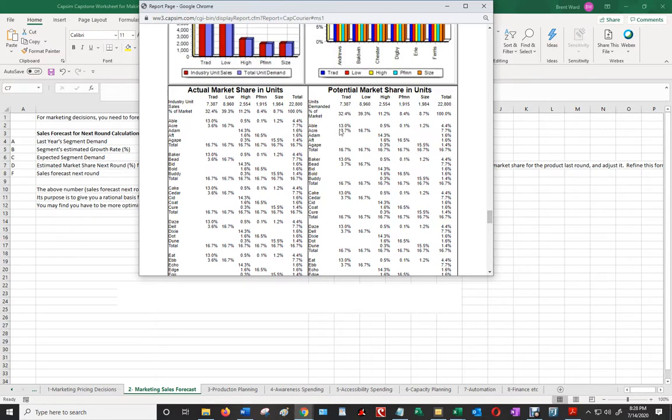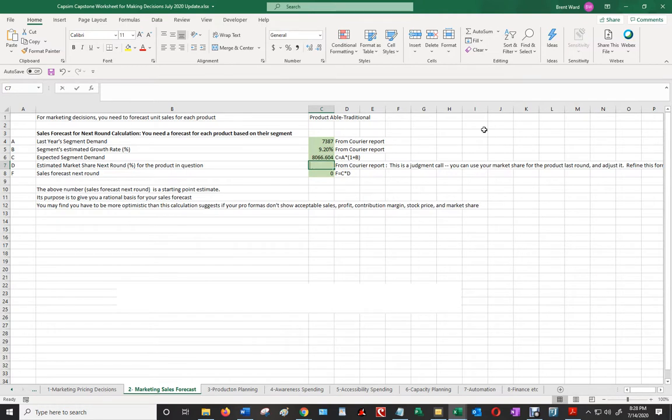If we look, Product Able in the traditional segment is 13%. And then there are some sundry sales made in other segments as well: another 13.5, 14.5, 15.2. If I add up all the sales of Able, I get a figure of about 14.8, I think, is what my potential was. I'm going to assume that it's going to be the same next time around. So I'm going to enter 0.148, and I'm going to change that into a percentage as well.